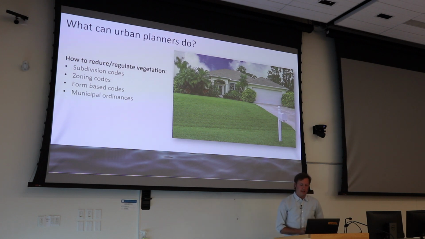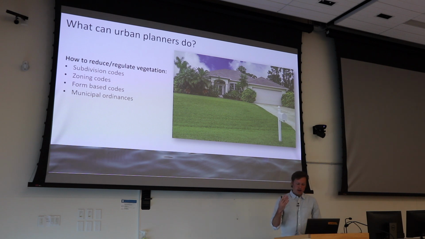And so from a real planning perspective, there are some powerful tools to reduce vegetation on properties. These could be subdivision codes that regulate how subdivisions are developed, zoning codes which you can apply to large areas of a city. You can use specific form-based codes to say what is the actual design and kind of what materials will be used in specific developments. And then you can use municipal ordinances, so planners and designers working with city councils to pass new laws that apply in the city to regulate vegetation on properties.